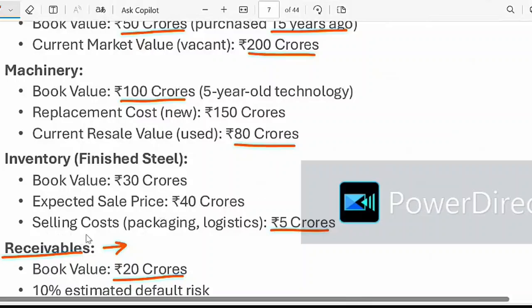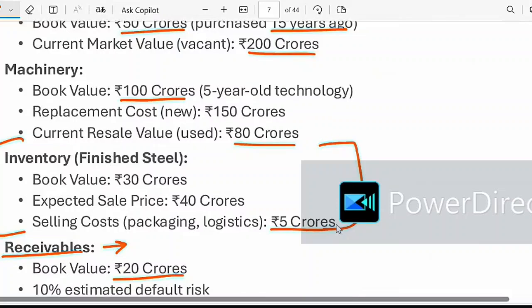You know what the selling cost is? Like packaging cost, logistic cost. So how should the CFO value this inventory under the modified book value? You have to use this data to figure out how the CFO should value this inventory under the modified book value approach.